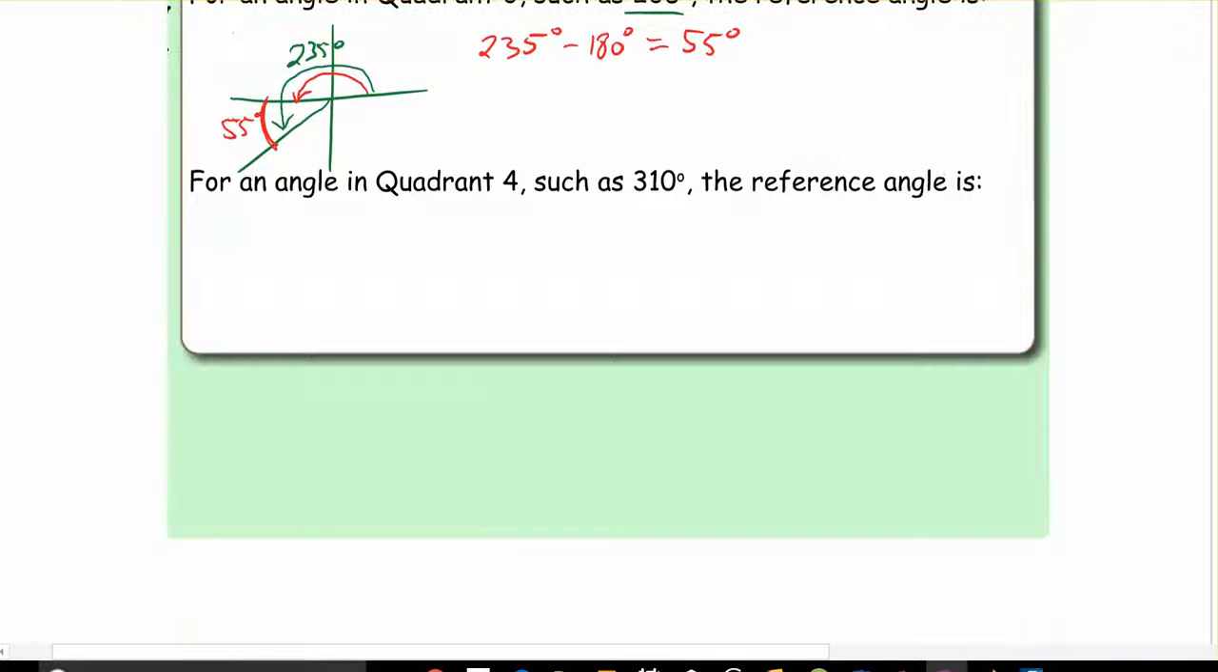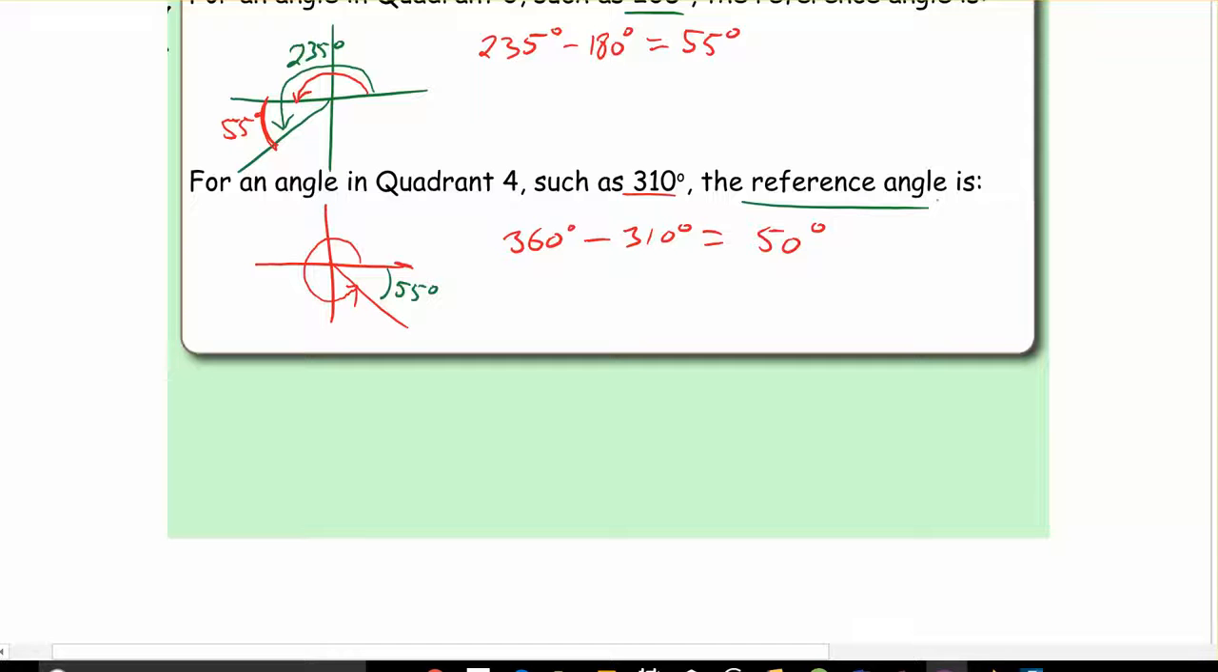All right, in quadrant 4, such as 310, the reference angle is, so quadrant 4, 310. Now, the easiest one here is probably to go to the next one. I know that all the way around would be 360 degrees. So I'm going to go 360 degrees minus 310 degrees, which is 50 degrees. So what I have left from here to here is 50 degrees. That's what my reference angle is.